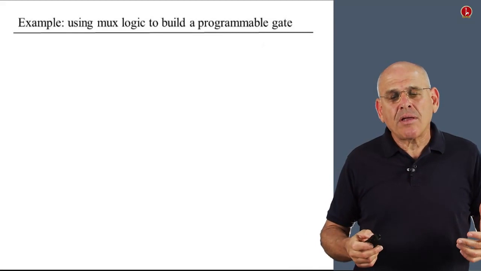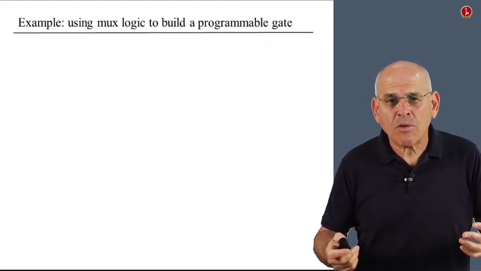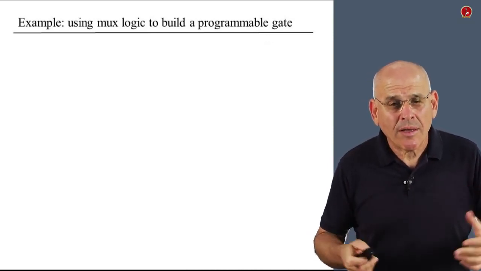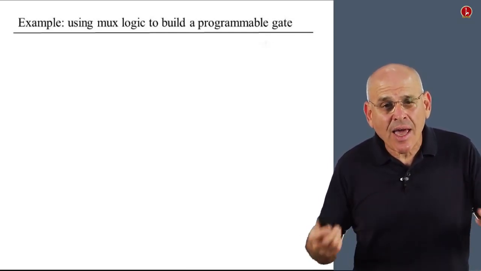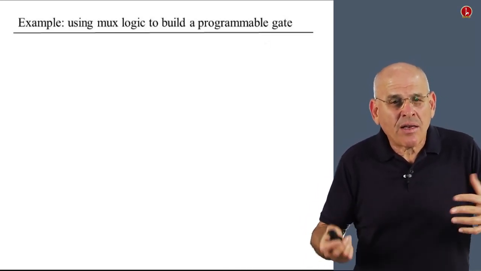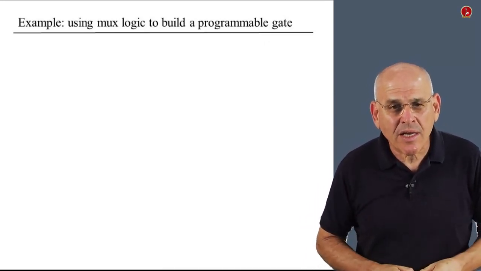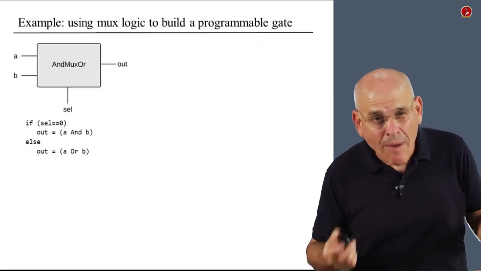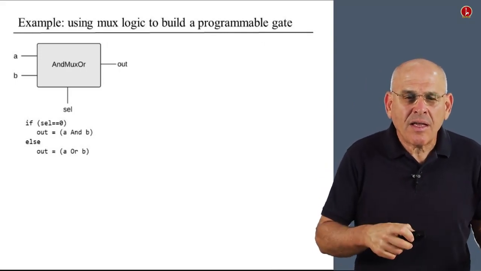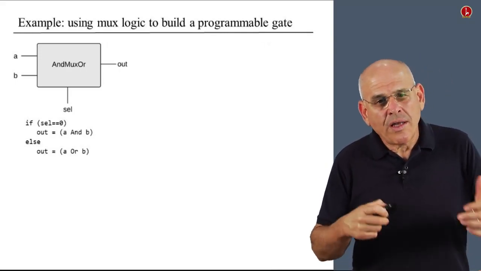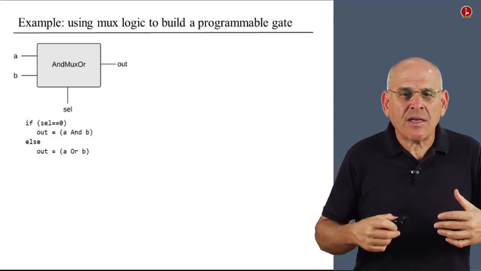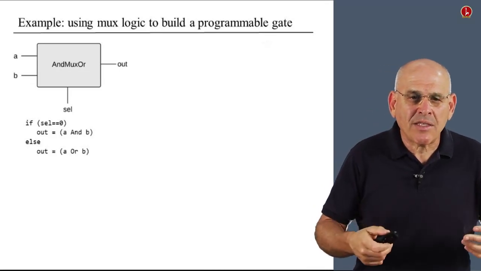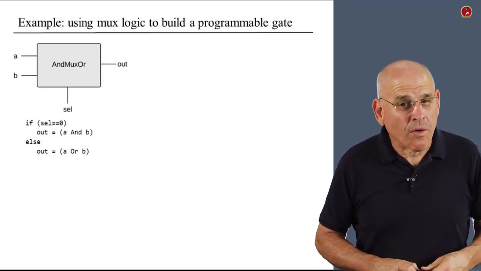So here's an example of how MUX logic comes into play in the context of building what is sometimes called a programmable gate. Now, what is a programmable gate? It's a gate that can behave in one of several different ways according to our will. So here's a simple programmable gate that can act either as an AND gate or as an OR gate. If the select bit is 0, the gate acts as AND. If the select bit is 1, the gate acts as OR.